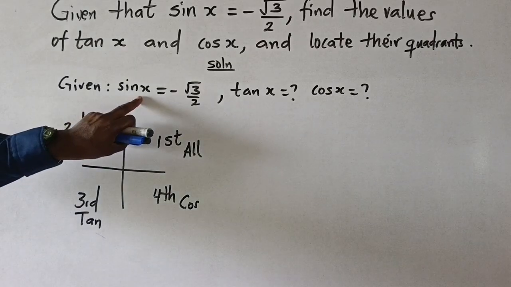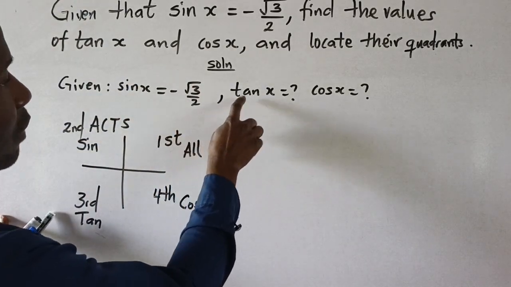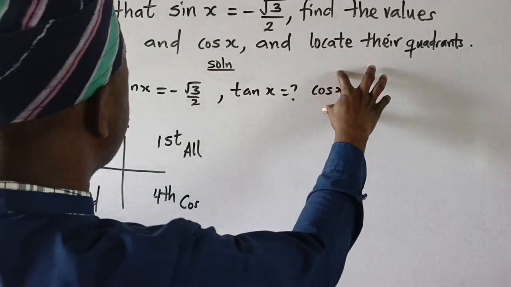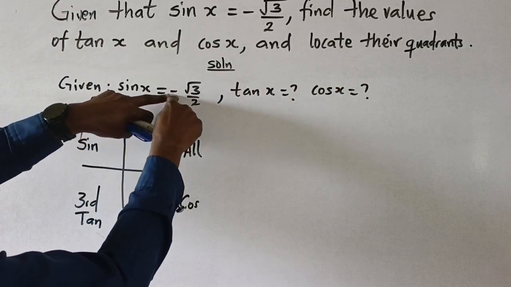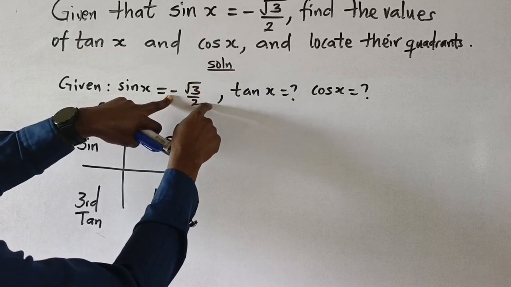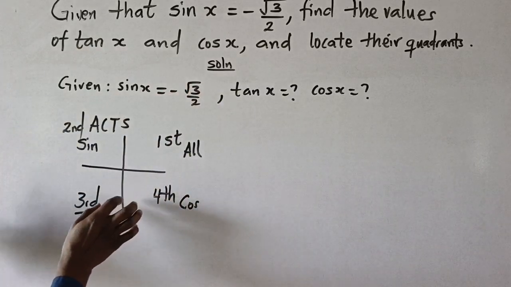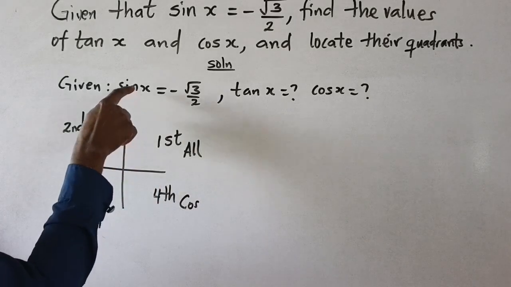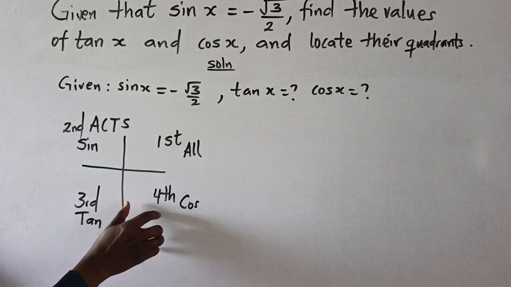Now, consider the question we are given here. We are given sine x equals minus root 3 divided by 2, and we have to determine tan x and cos x. Because the sine of the angle is given as negative, that is sin x is negative root 3 divided by 2, we need to consider the quadrants of a circle in which the sine of an angle is negative, and they are the third and the fourth quadrant.